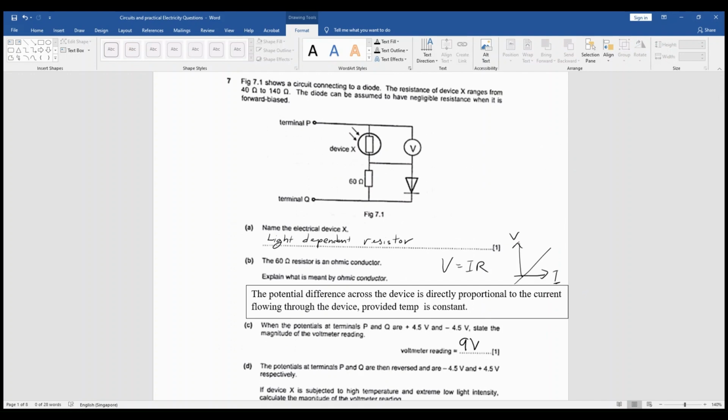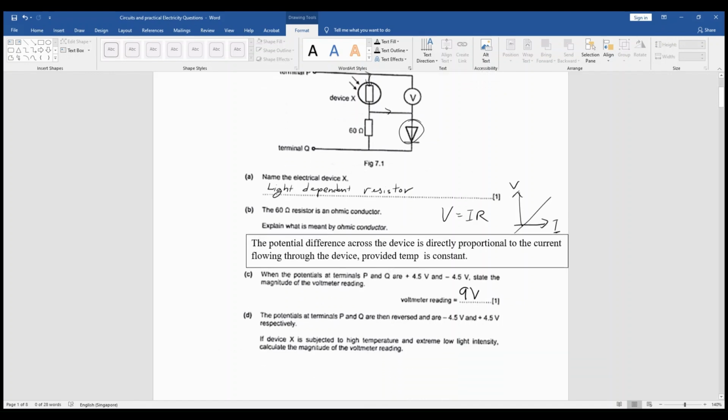Because this is positive 4.5, that means the current is flowing in this direction. When the current is flowing in this direction, this thing here is as good as having no resistance, because in this direction it's almost zero. So the current will flow here, and then flow through here. So it will not flow through the 60 ohm resistor. It's as good as saying the 60 ohm resistor is not there. So the whole PD will be across device X. So whatever is the PD between P and Q will be the PD across X. So that's why it's 9 volt.